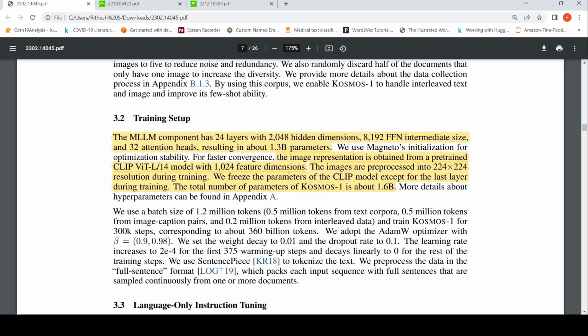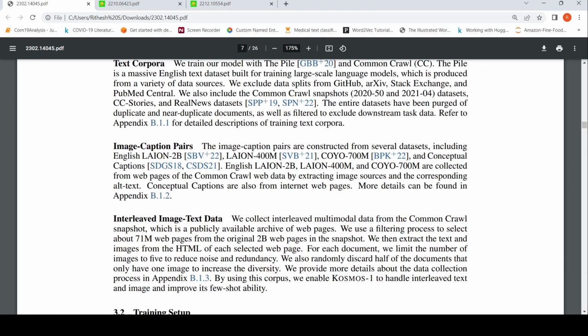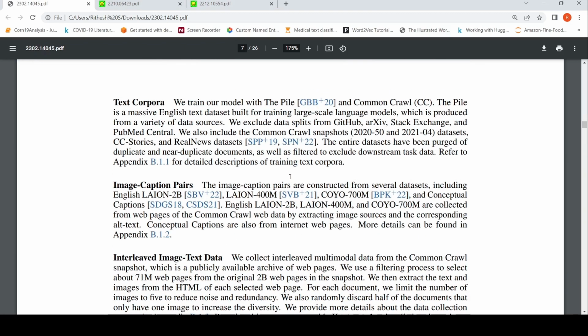For the image representation, they are using a pre-trained CLIP ViT model with 1024 feature dimensions. The images are processed into 224 by 224 resolution during training. They freeze the parameters of the CLIP model except for the last layer during training. Therefore, the total number of parameters of this model is just 1.6 billion. So for a 1.6 billion parameter multimodal language model, it is actually giving very good results. This was about the model.